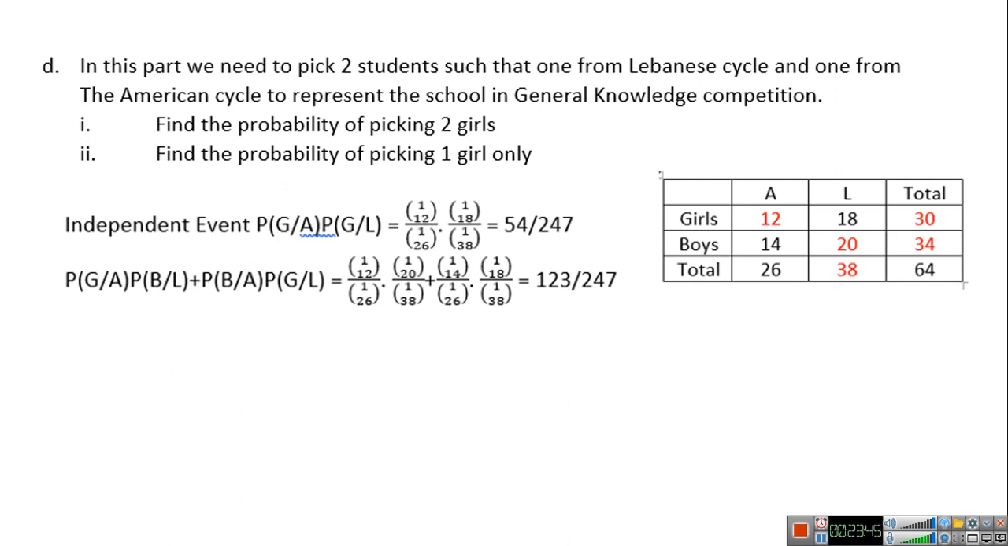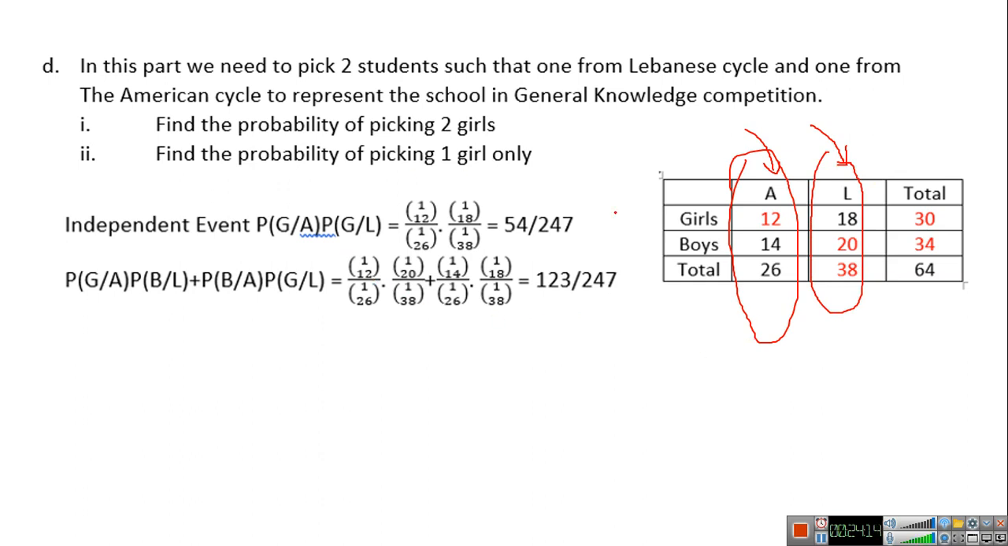In this part, we need to pick 2 students, such that one from the Lebanese cycle and one from the American. Guys, listen. In the Monday test, you made a lot of mistakes concerning this problem. I want to pick one from the American and one from the Lebanese. This is independent. One from that set alone, and that set alone. So this is independent. P of the first times P of the second.